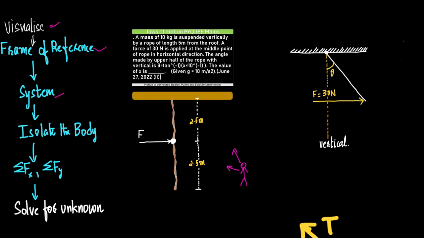Now which system are we going to study? So we have the wall here. We will choose the vertical as the main direction here. Why are we choosing the vertical? Because the question is based on the angle made by the upper half with the vertical, theta. So this angle is given to us as theta. Usually we use horizontal to resolve the components, but here we use vertical to resolve the components. And then we have to isolate the body, sigma F, sigma I, and solve.